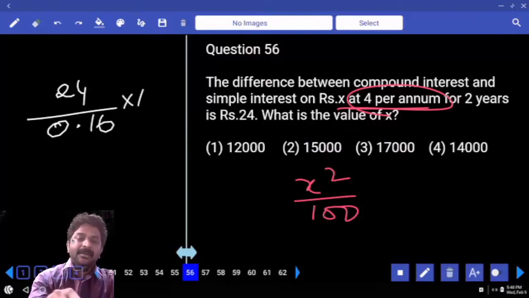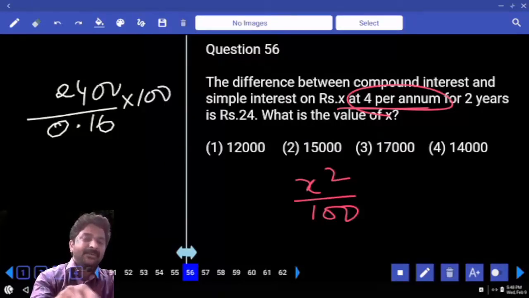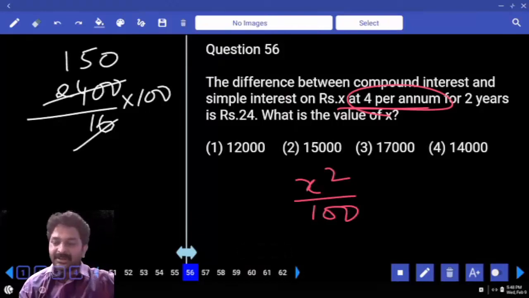So can I write the numerator as 2400 and the denominator as 0.16? Right, 16, 150, 150 into 100, 15,000 is the answer.